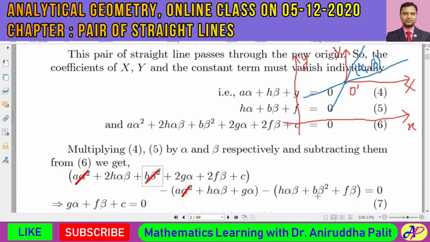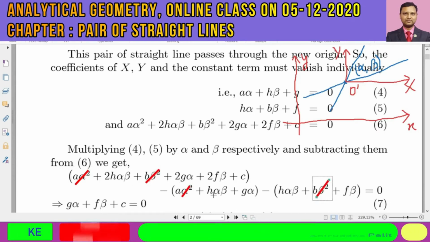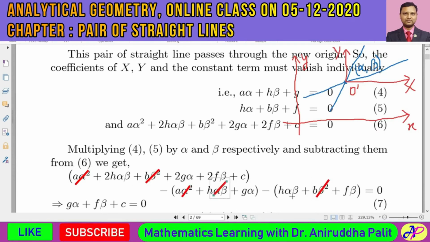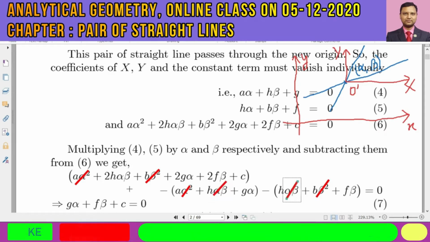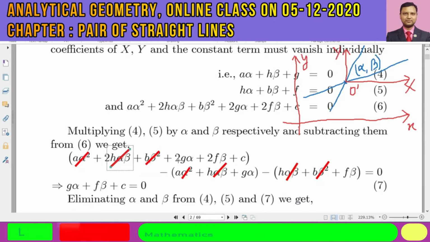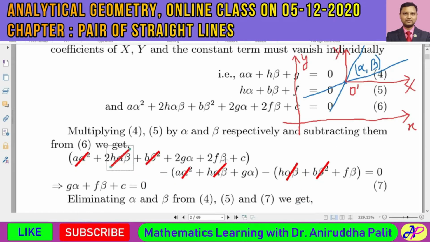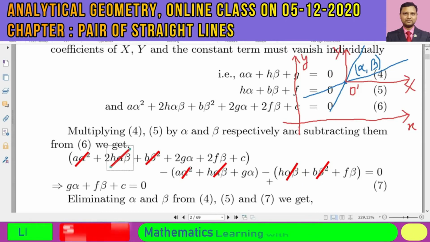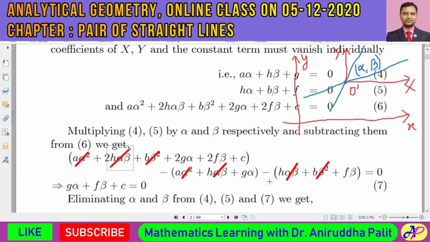This B beta square would get cancelled. This H alpha beta with this negative sign will cancel with this twice H alpha beta. So the remaining portion is twice G alpha plus twice A beta, sorry, not twice G alpha, sorry, I made a mistake. This twice G alpha minus this twice G alpha would construct this single G alpha. Similarly, twice A beta minus this twice A beta would construct this A beta.